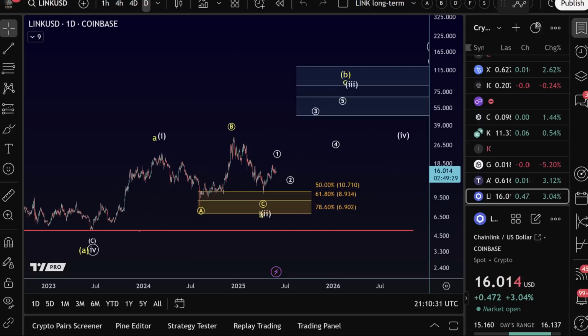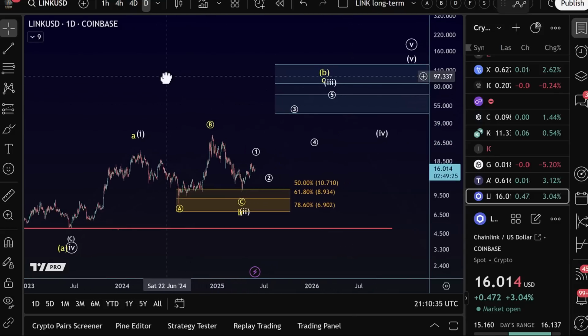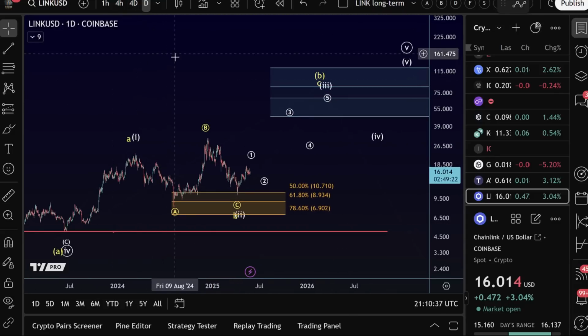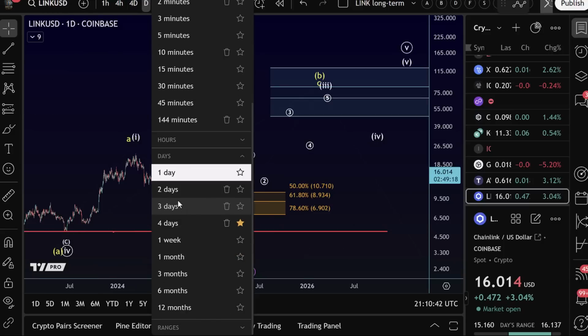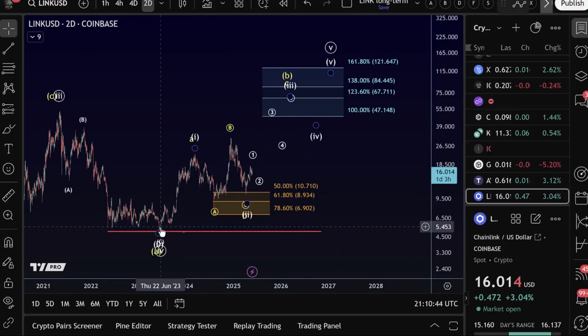So I want to start therefore on the daily time frame here for Link. The Link chart, as you probably know if you watched previous videos, Link has likely bottomed. Let's zoom out a little bit. It has likely bottomed in June 23. It had around $5 in a fourth wave.